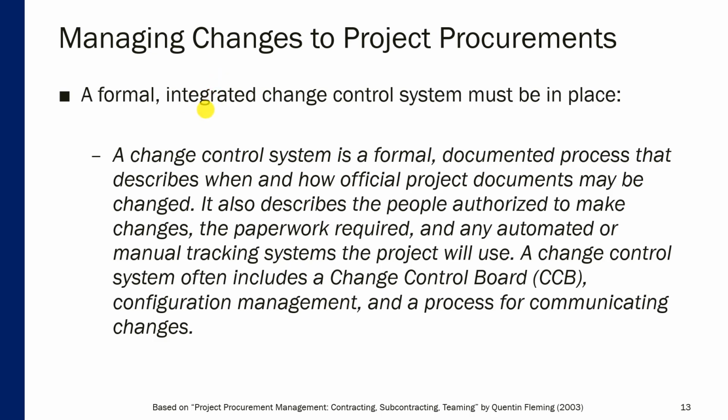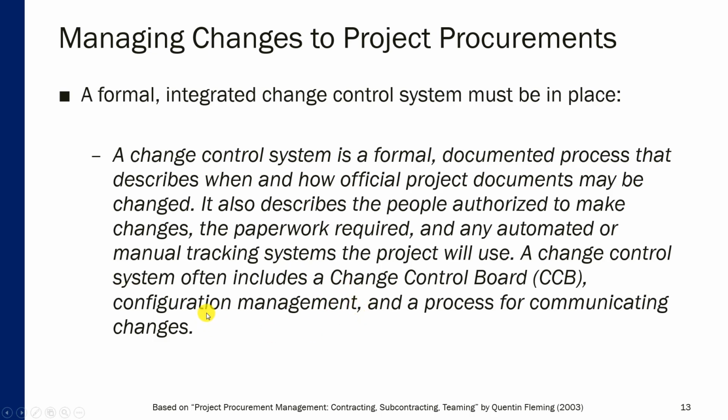So what is a change control system? It's a formal documented process that describes when and how official project documents may be changed. It also describes the people authorized to make changes, the paperwork required for those changes, and any automated or manual tracking systems that the project will use, so that those changes can be properly captured and followed through. A change control system often includes a change control board, which is a committee, as well as configuration management and the process for communicating changes.